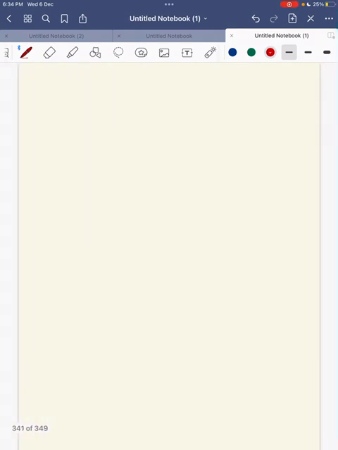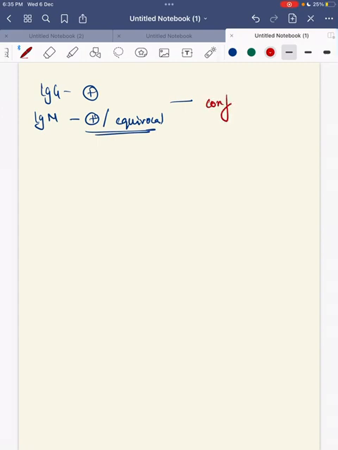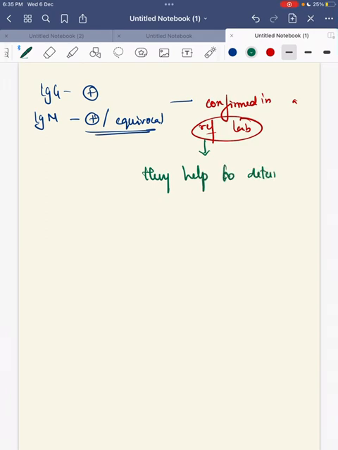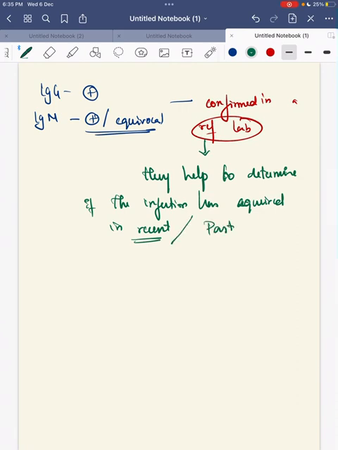Next, if the patient has IgG positive and IgM positive or equivocal, then you should confirm this in a reference lab. Why in a reference lab? Because they help to differentiate between a recent infection and a distant past infection. They help to determine if the infection has been acquired recently, that is during the current pregnancy, or in the past.